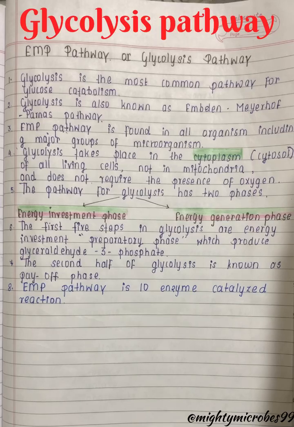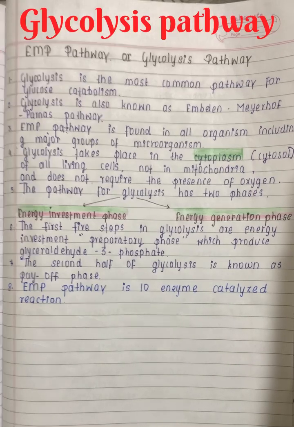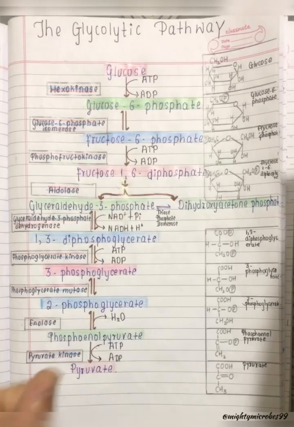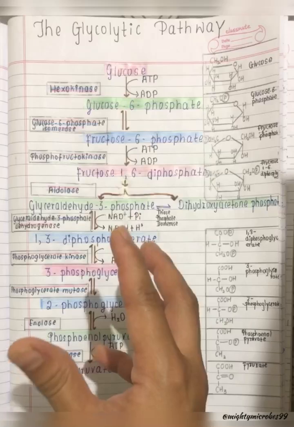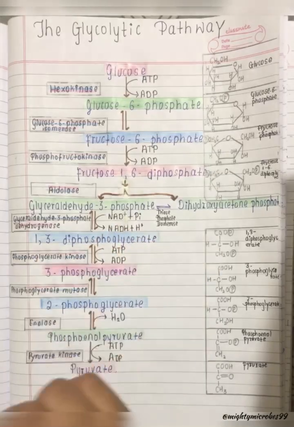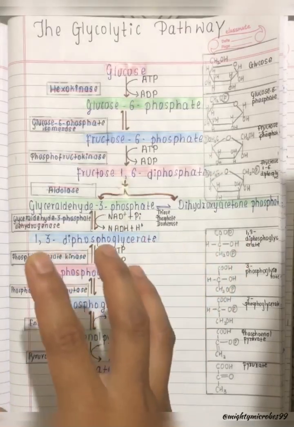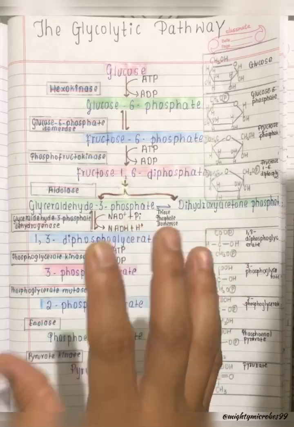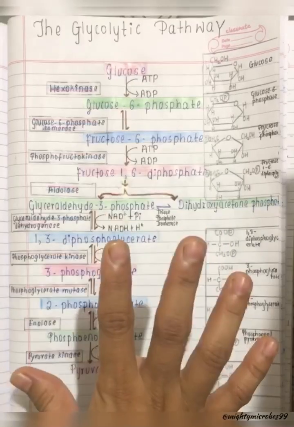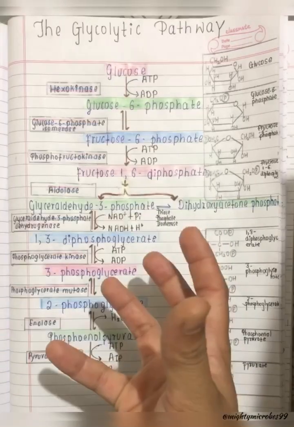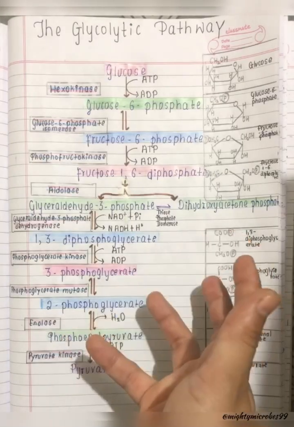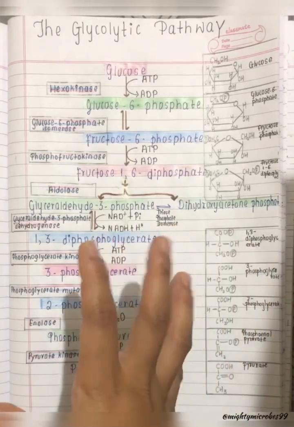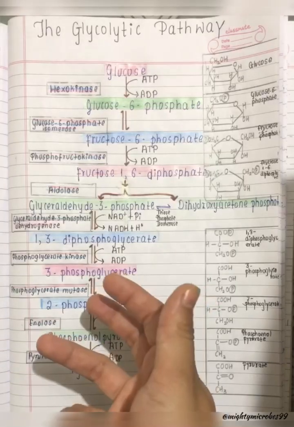Now we'll begin with the actual explanation of the glycolysis cycle. It takes place in the cytoplasm of the cell, which is a semi-fluid matrix that fills the cell and surrounds the organelles. This glycolytic pathway is a 10-step sequence, a universal process present in almost all organisms, all living cells. It highlights the evolutionary importance.